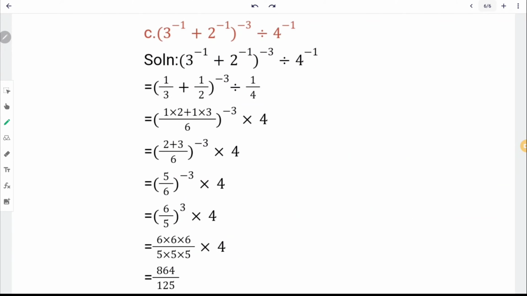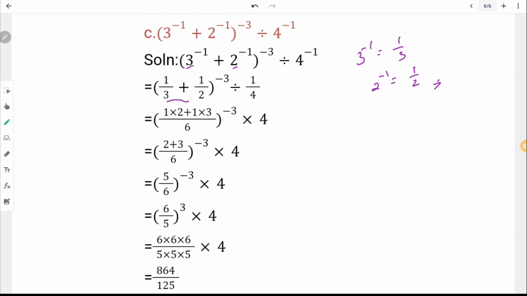Let's do one more again. Okay, so once again, we have to do the numbers that are inside a bracket first. So 3 to the power minus 1 and 2 to the power minus 1. How do you make them positive? 3 to the power minus 1, we just have to take it down to the denominator. Same thing with 2 to the power minus 1, take it down to the denominator, it will become positive here, right? And then the rest, just leave it as it is.